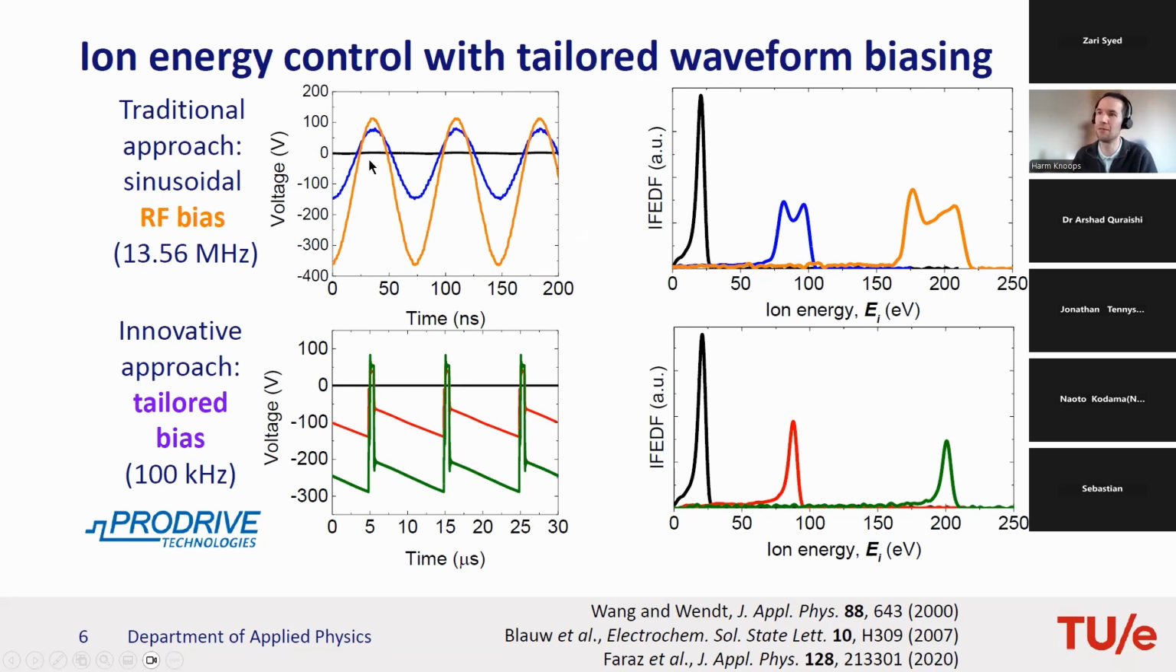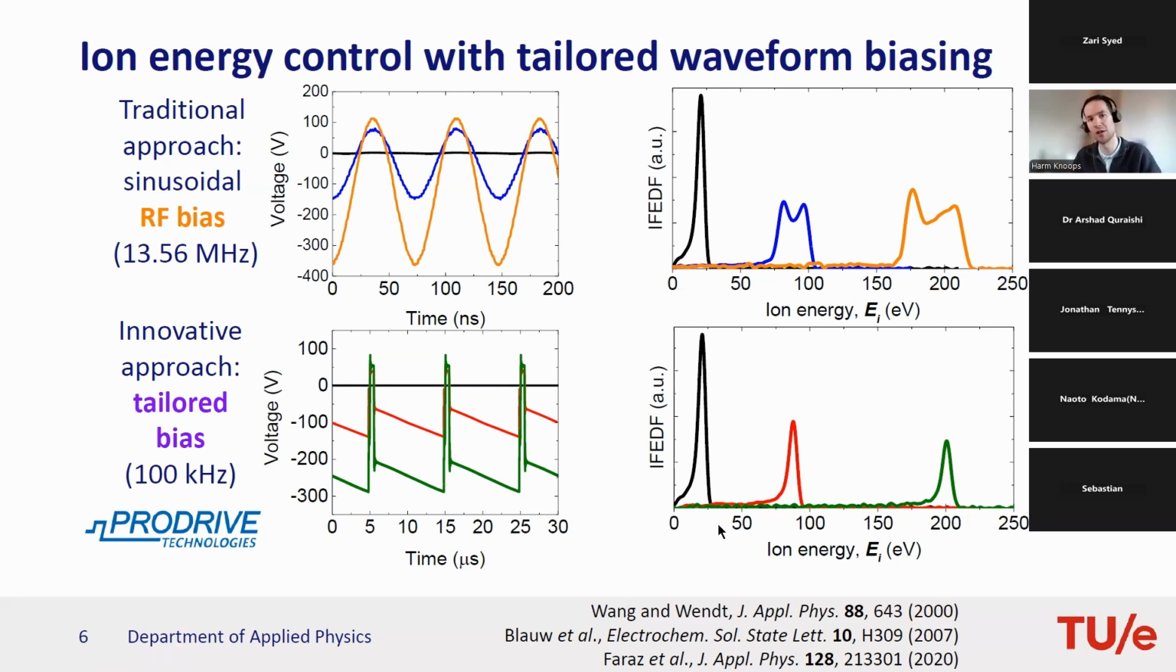So instead of applying an RF bias, we're applying here a tailored waveform bias. And you see here this waveform, the shape, which is different than the sinusoidal shape. It's also a different time scale. So this is more like 100 kilohertz instead of the megahertz. And the goal here is to apply a certain voltage that gives a more constant ion energy, ion acceleration.